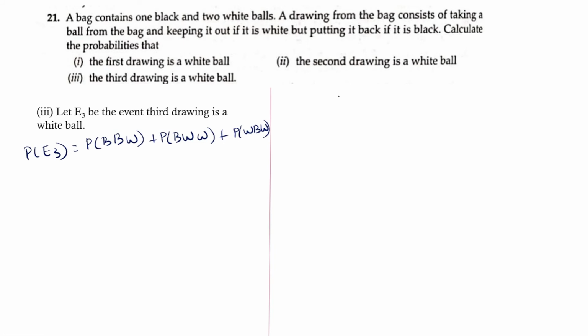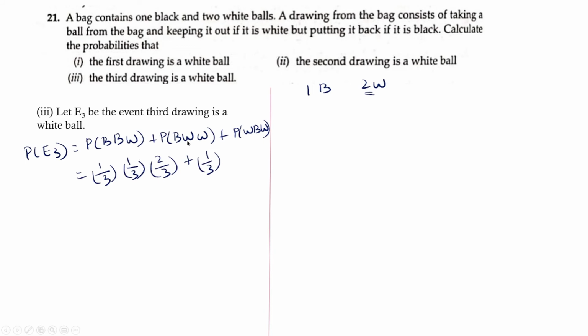So here in this case, we have one black and two white balls. So probability of drawing a black ball is 1 by 3. If a black ball is taken out, it is put again inside the bag. So the total remains the same. So probability of drawing the second black ball is again 1 by 3. And probability of drawing a white ball is 2 by 3. Plus probability of drawing the first black ball is 1 by 3.